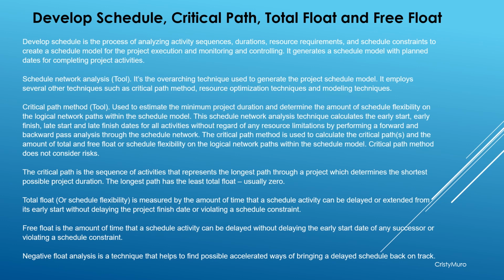The critical path is the sequence of activities that represents the longest path through a project, which determines the shortest possible project duration. The longest path has the least total float, which is usually 0.